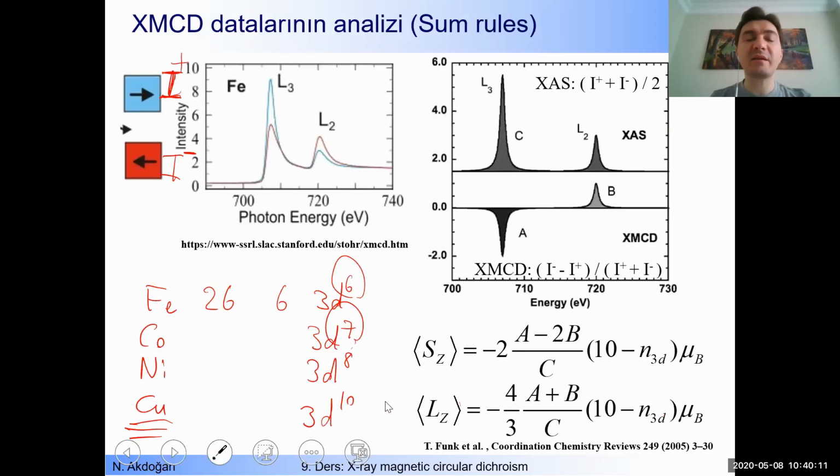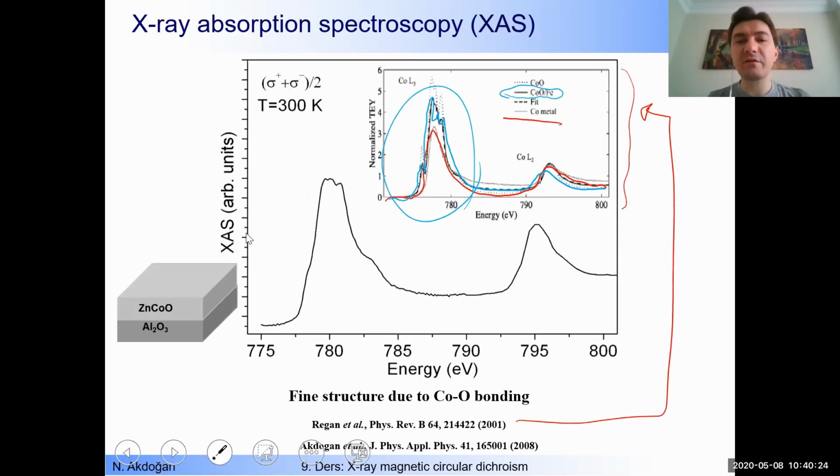So these XMCD measurements can give you information about the magnetic properties of the material. In addition to that, you can use those results to understand the structural properties and position of the elements within the material. Do you have any question with that part?